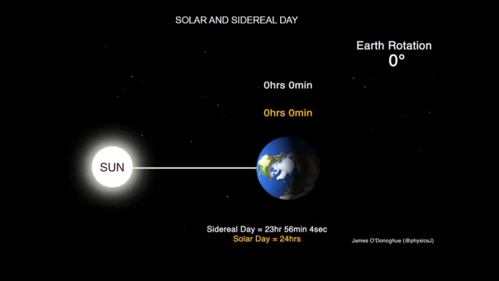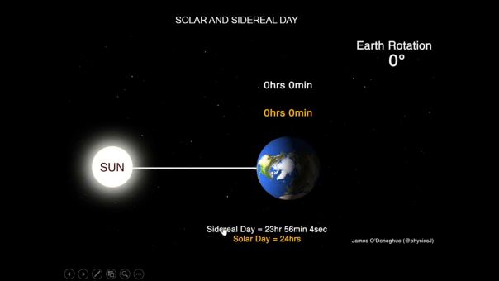Hello students, today we will discuss solar and sidereal day. Solar day is very familiar for us. What is a solar day? It is the time required for the sun to appear again at a particular location, and that is what we take as one day, which corresponds to 24 hours.